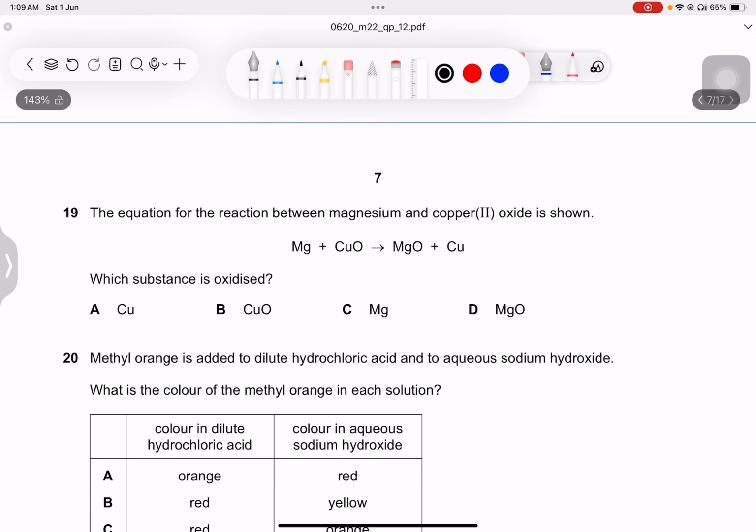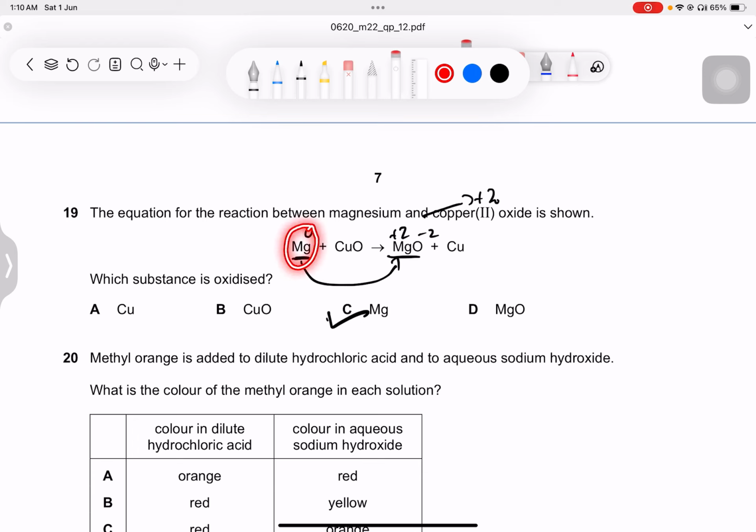The equation for the reaction between magnesium and copper(II) oxide is shown. Which substance is oxidized? So over here, magnesium was alone and it has an oxidation state of 0. Over here, it is with oxygen and it has an oxidation state of +2, because oxygen always has -2. So to make the overall oxidation state 0, magnesium is +2. So magnesium has oxidized. Similarly, just by looking at it, you can see that magnesium has gained an oxygen atom. Gaining an oxygen atom is always oxidation.